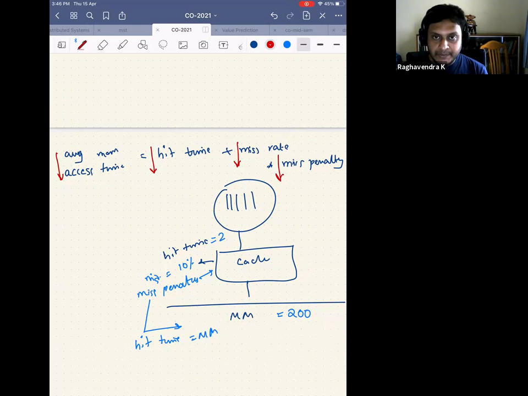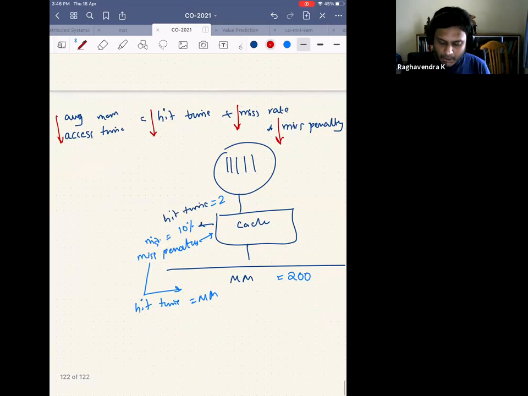So now, can you tell me, just a second, I think somebody is asking a question. Okay, what's this question? Okay, I think you have understood the question, right? Okay, let's continue. Now can you tell me, we'll take one component at a time. How can I reduce miss rate?